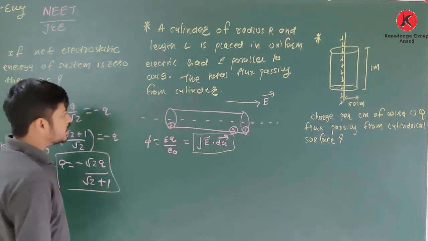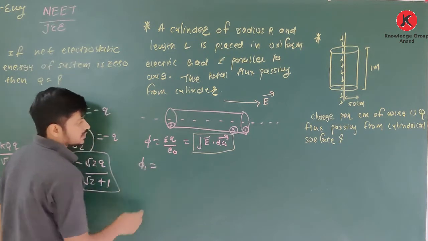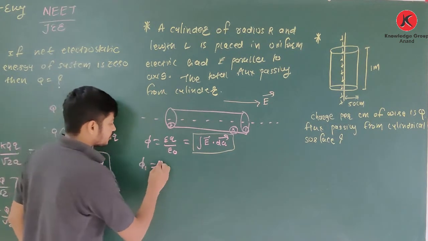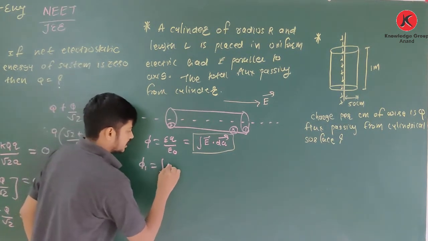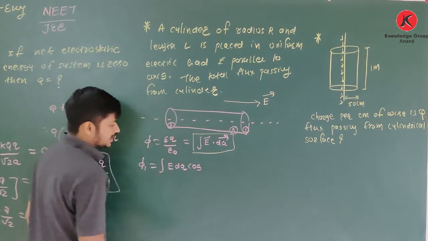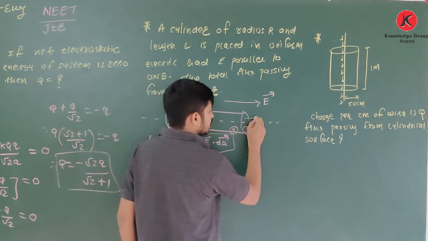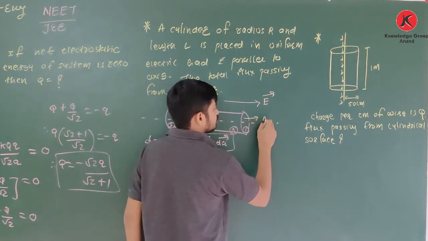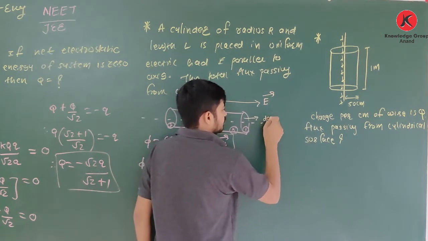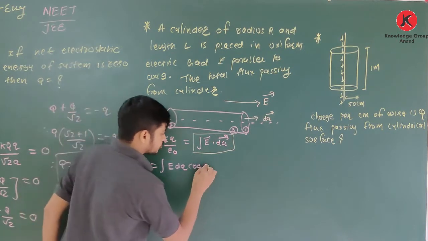So let's see, for the first surface, what is the flux passing? It is integration E dA cos theta, where theta is the angle between E and dA. For the first surface, the cross sectional area is normal outward, meaning its area vector dA is in this direction. So for the first surface, E and dA are in the same direction, so it is cos 0.